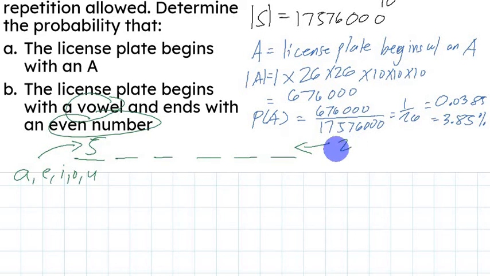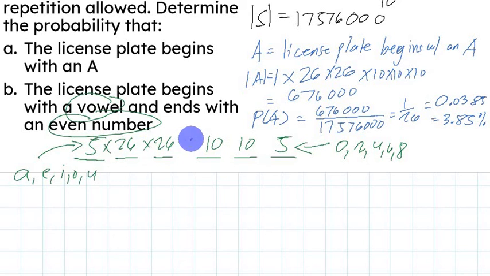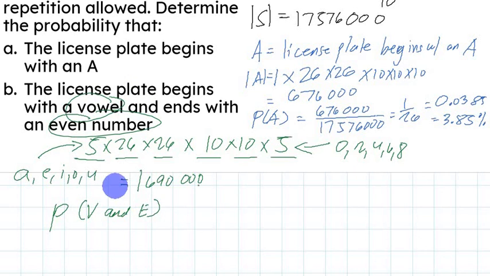So in the digits, that can be 0, 2, 4, 6, and 8. So 1, 2, 3, 4, 5: 5 here. While the others are just as is, so with repetition, they can still be 26, 26, 10, 10. Counting how many possible arrangements there are via the fundamental principle of counting, this is actually 1,690,000 possible license plates.